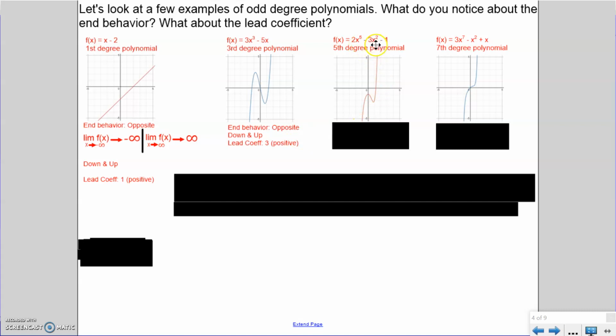Here 2x to the 5th minus 3x squared minus 1. That's a 5th degree polynomial. Left side y goes down, right side y goes up. Opposite again, down and up. Leading coefficient is positive. That's 2.